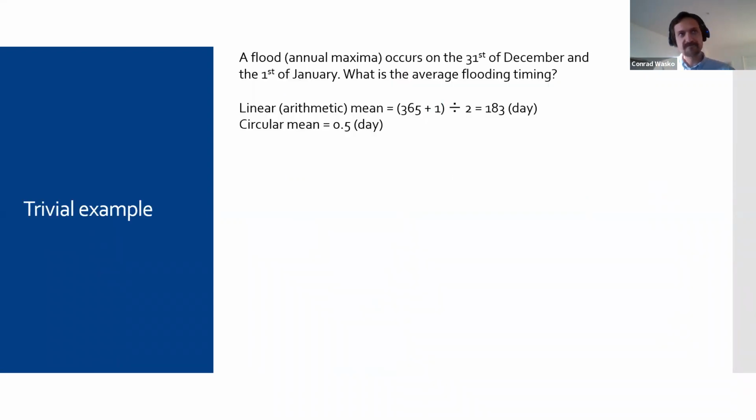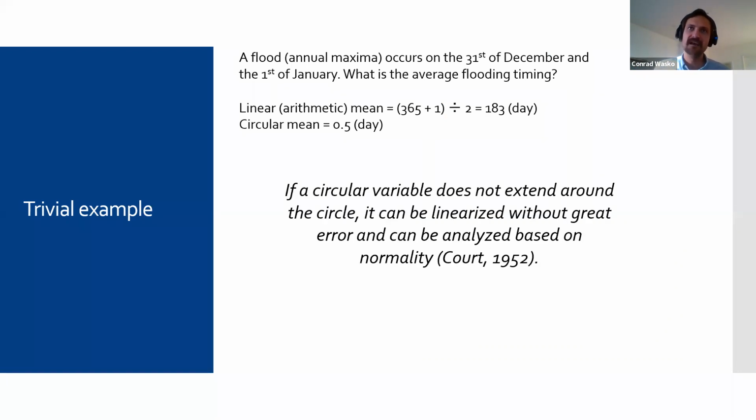So going back to our trivial example, okay, we know we can't use linear statistics if you've got a break between your calendar years, right? So we're not going to sum up the last day of the year and the first day of the year. But it turns out that there was a paper published a long time ago now, 70 years ago, and it said, well, if a circular variable does not extend around the circle, it can be linearized without great error and can be analyzed based on normality.